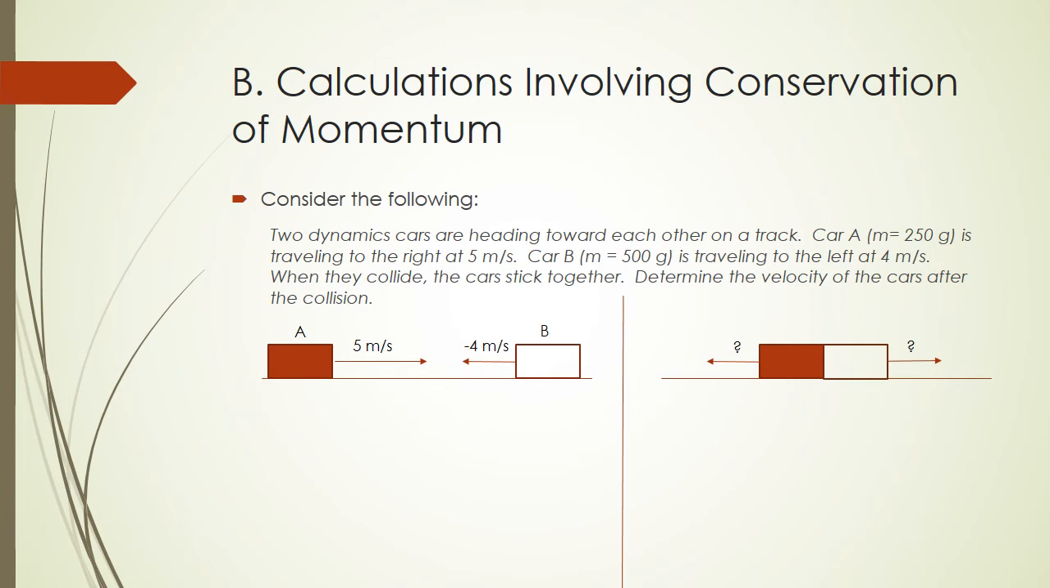to the momentum after. So to do that, we need to find the momenta of the two individual cars before the collision. So the momentum of car A is equal to its mass times its velocity, or 250 grams times 5 meters per second. That would be 1,250 gram meters per second. Likewise, I need to find the momentum of car B, which is equal to its mass times velocity, which is 300 grams times the negative 4 meters per second. And that will give us a negative 1,200 gram meters per second.